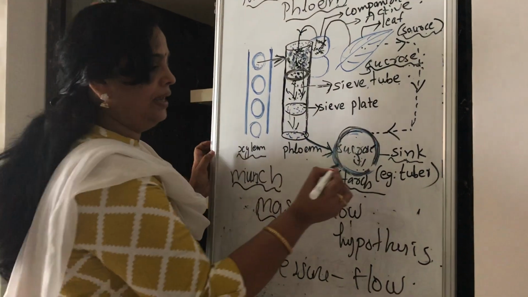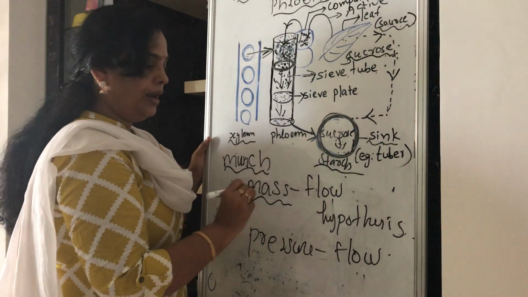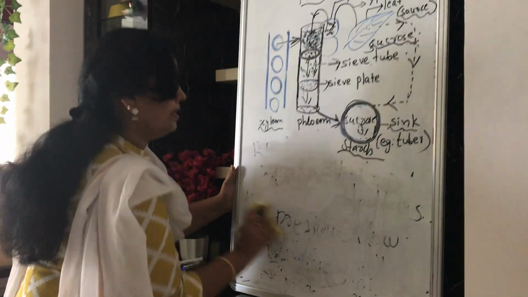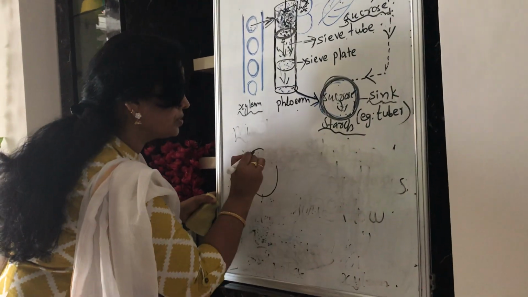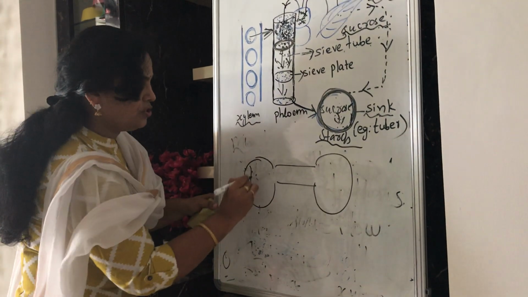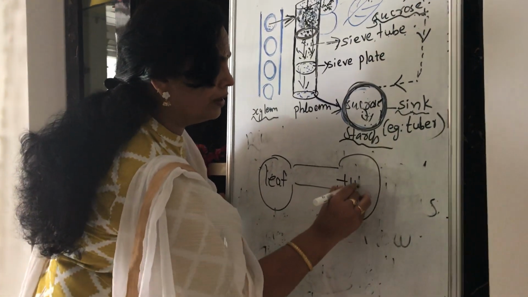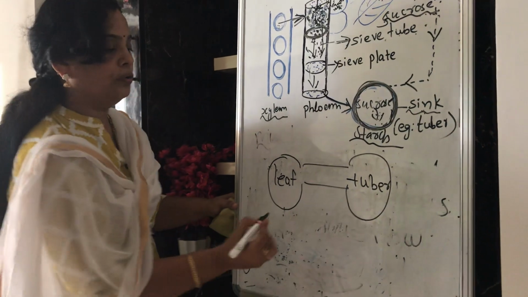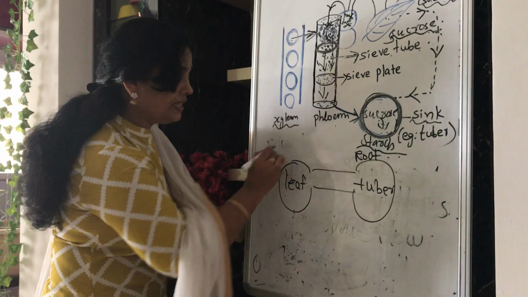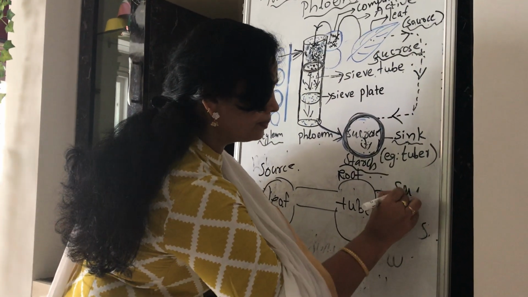And here you can see one thing, children. Now the food reached the sink. Suppose this is the source and this is the sink. In this case the source is the leaf, and in this case the sink is, let us take a tuber, potato, the underground part of the root. This is the root part. Now in this case the leaf is the source and the sink is the root part.